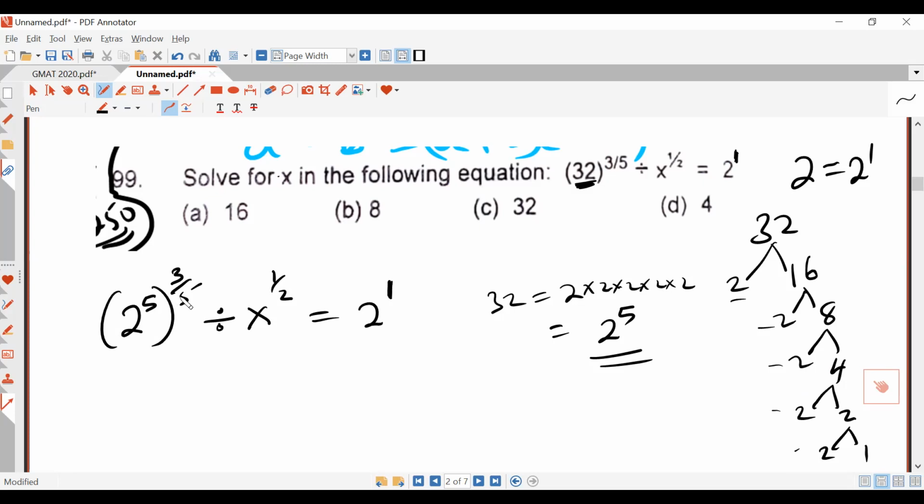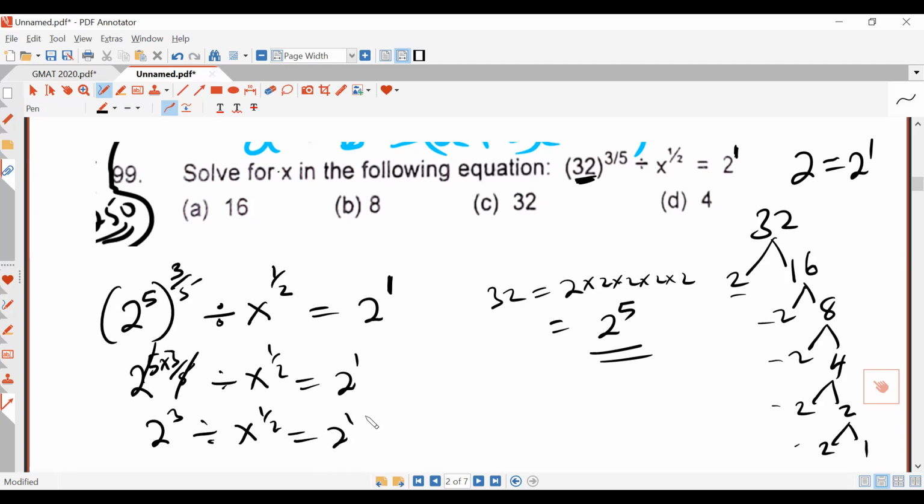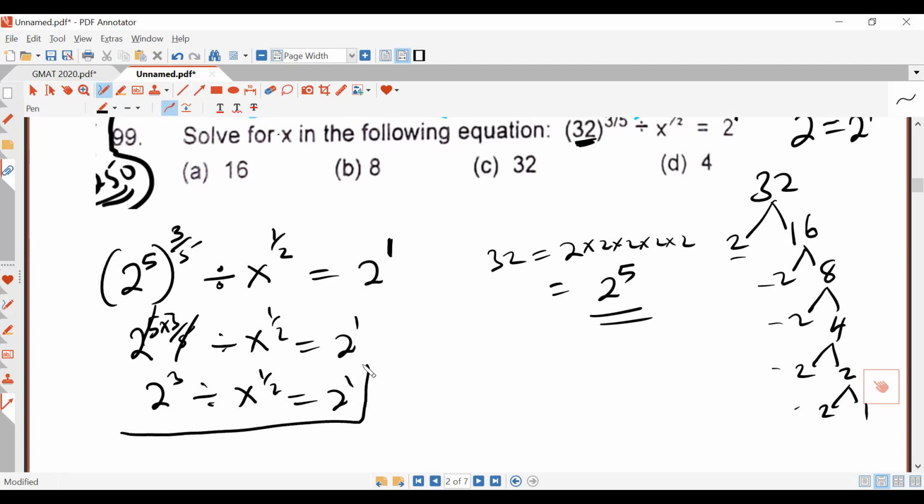Of course, here you can see that this is the same as, remember indices, 2 power 5 times 3 over 5, divided by x power 1/2 equals 2 power 1. So this 5 cancels with this 5, remaining with 2 power 3, divided by x power 1/2 equals 2 power 1. Now, this is the equation that we have when it is simplified. There's an x in our equation, so the question is saying solve for x.